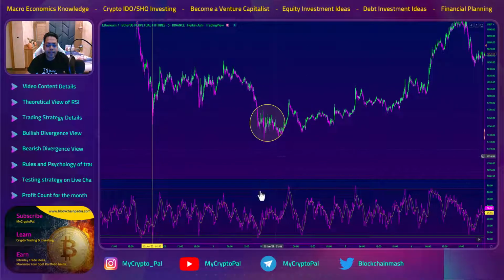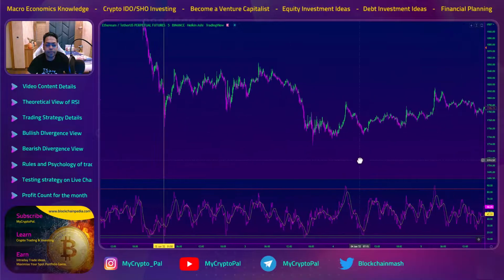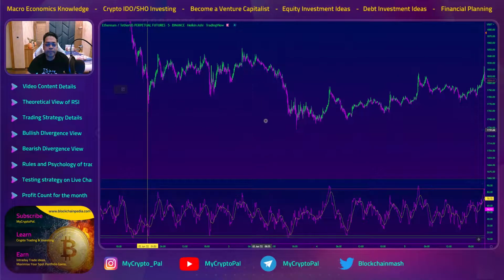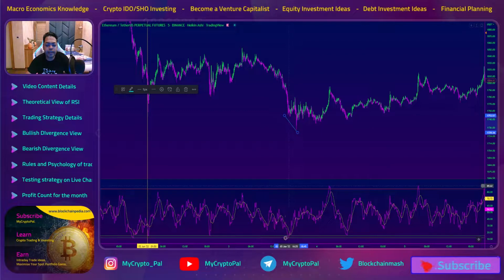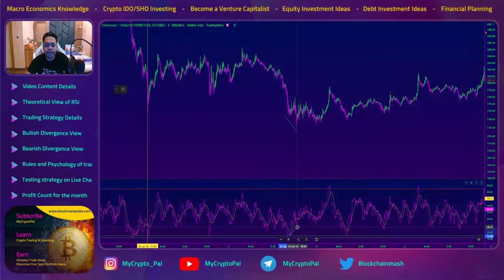Now you can see the entry was very good here. Price was coming here, gave a lower low. Let me just delete this so you can see better. You can see the low was here, and then we got a lower low. Let me zoom in a little bit for you. So you can see low to here, lower low you got over here. And at the same time, you can see RSI was giving higher lows over here.